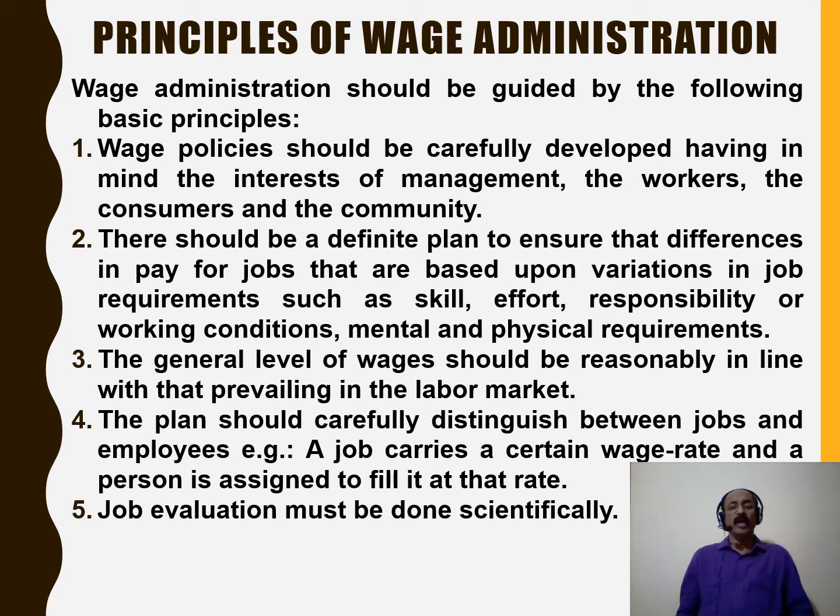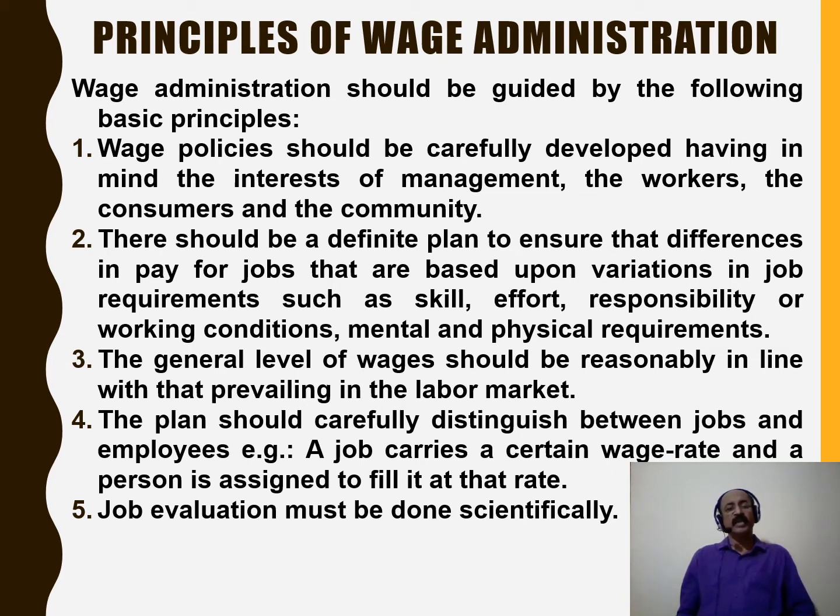Now there should be a definite plan to measure the differences in pay for jobs that are based upon variations in job requirements such as skill, effort, responsibility, or working conditions, mental and physical requirements. So the second principle of wage administration says that there should be a difference in pay for jobs. All jobs are not paid the same amount, but definitely there should be a difference based on the skill, the effort, the responsibility, the working conditions, and the mental and physical requirements also. There should be equity.